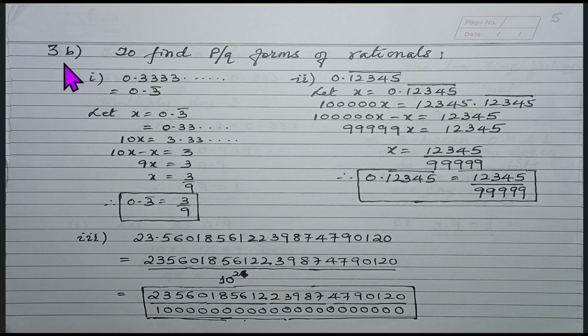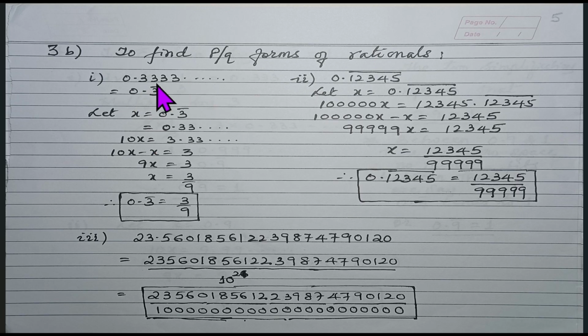Now the next example, that is 3b, to find the p by q form of the rational numbers. Please understand here, we are given a decimal expansion, and you have to find out the p by q form of this. Now what is the decimal expansion given here? 0.3333, it is a non-terminating recurring decimal expansion, or 0.3 bar. It is 100% a rational number.